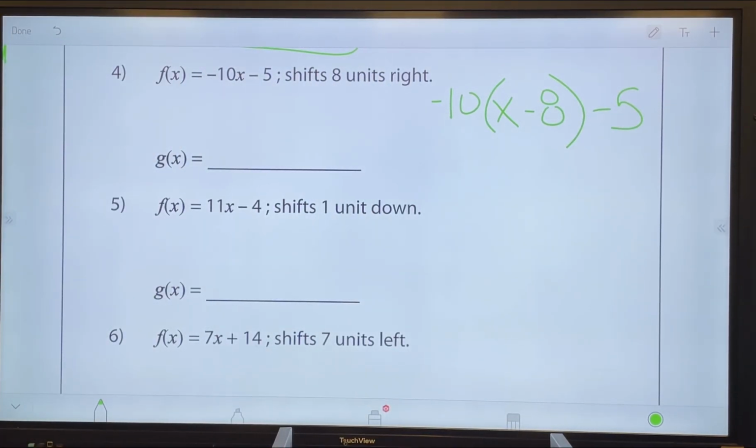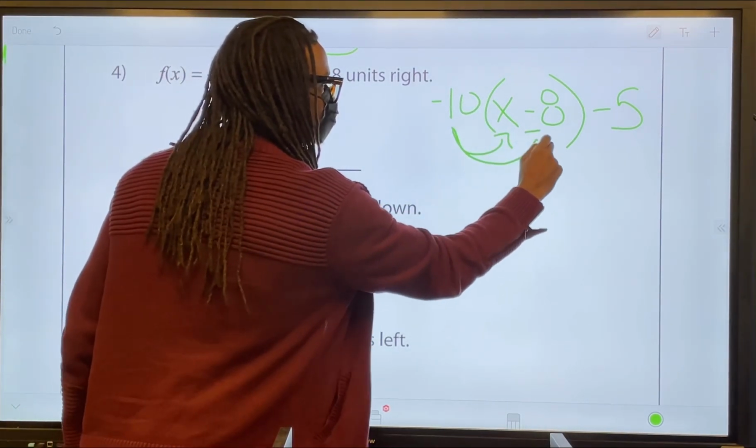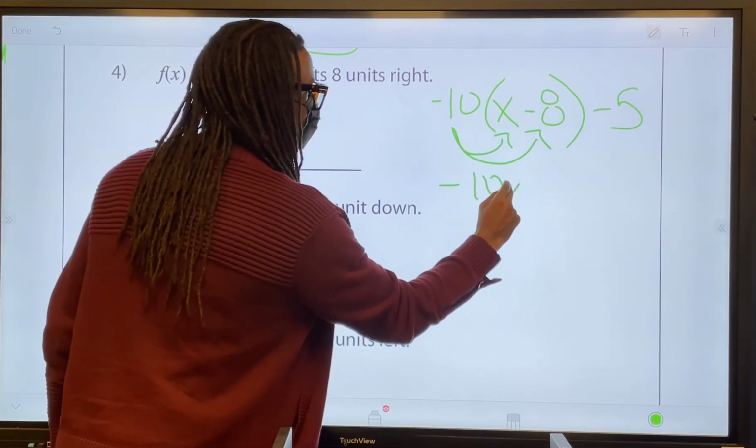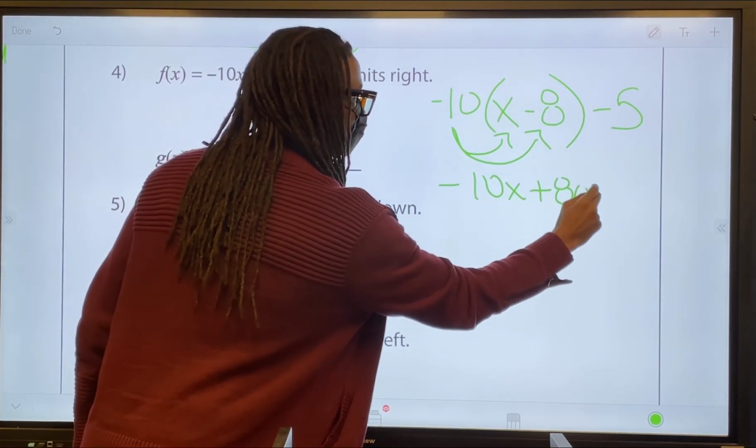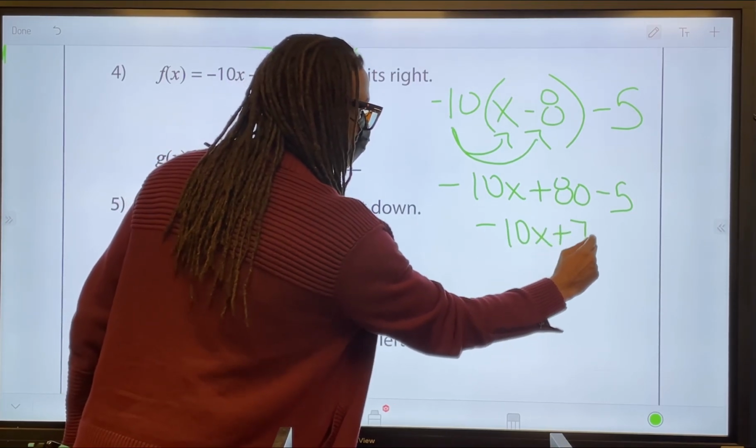The reason why you're dealing with parentheses is because it's just a line. When we start dealing with the quadratic, it's going to be squared. You're going to see it's going to make perfect sense in a minute. Don't forget to distribute it out. This becomes negative 10x plus 80 minus 5. Your answer should be negative 10x plus 75.